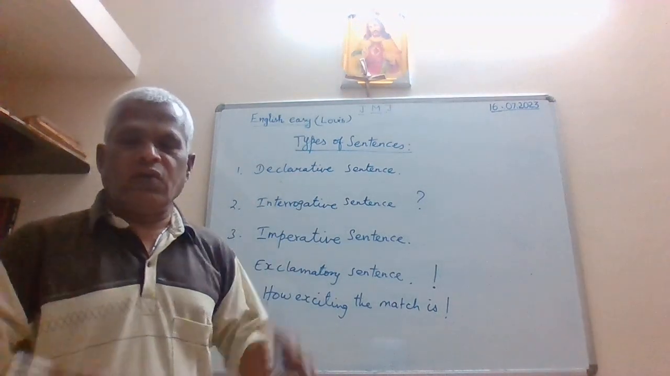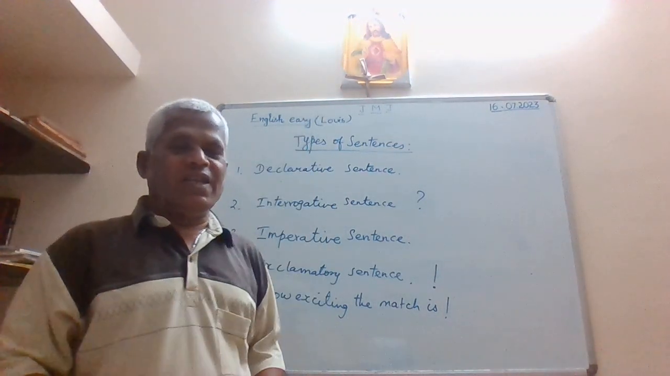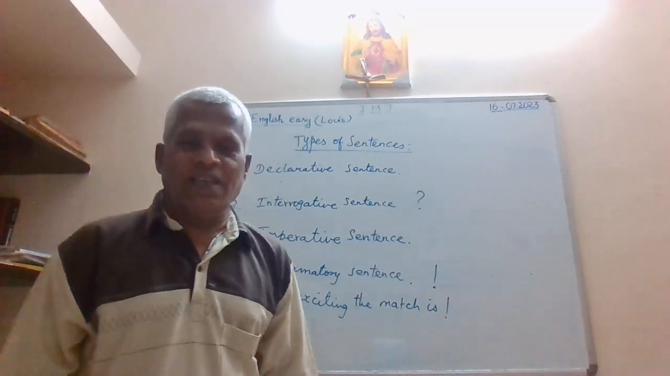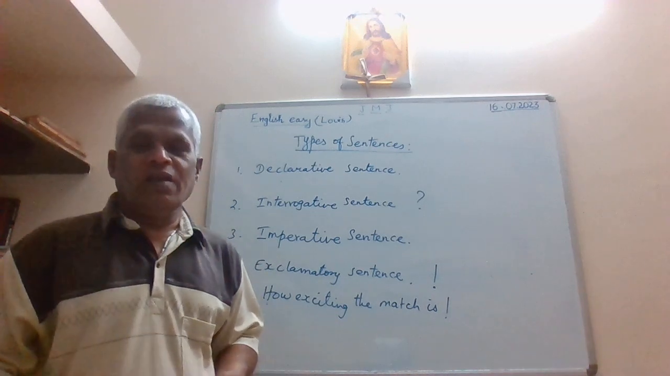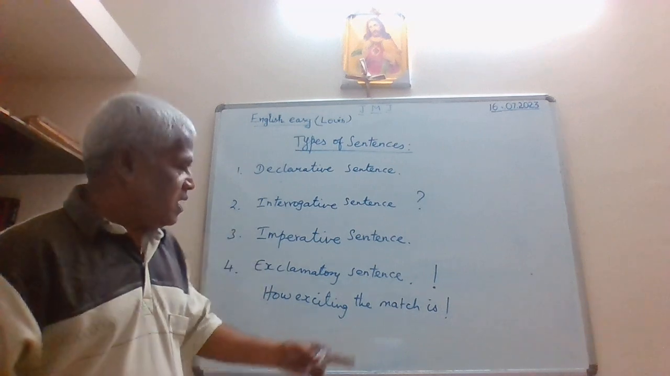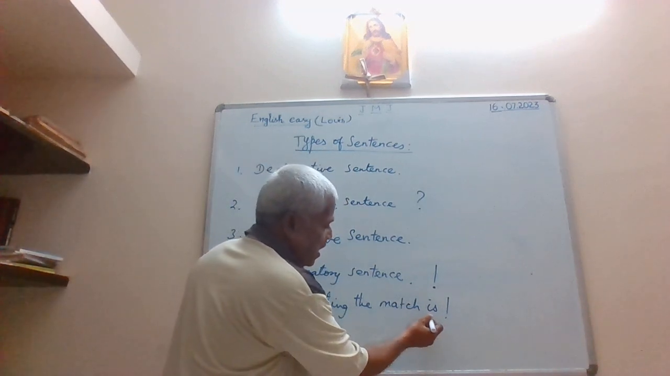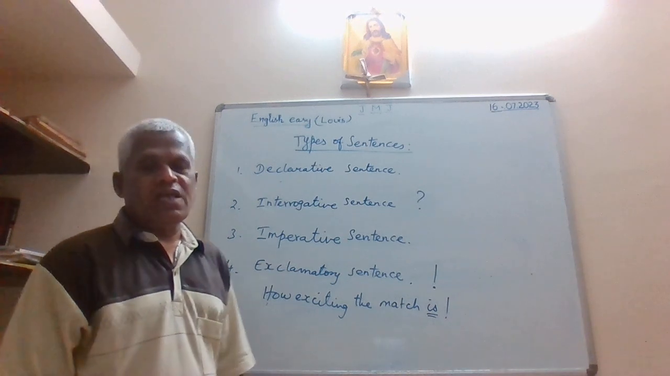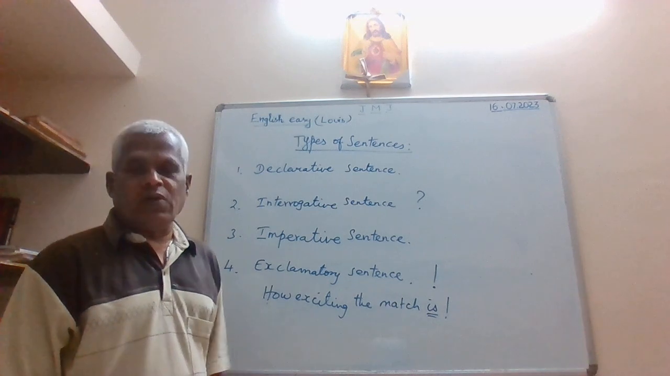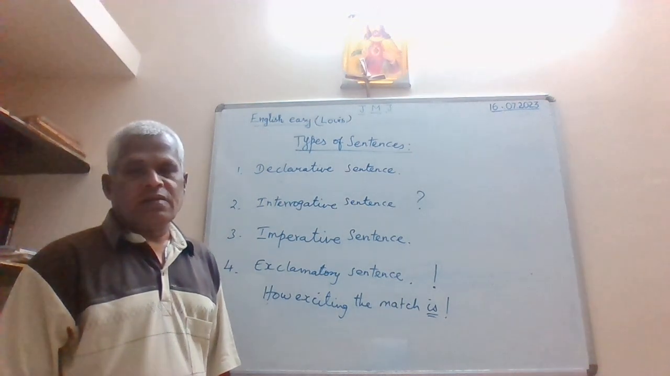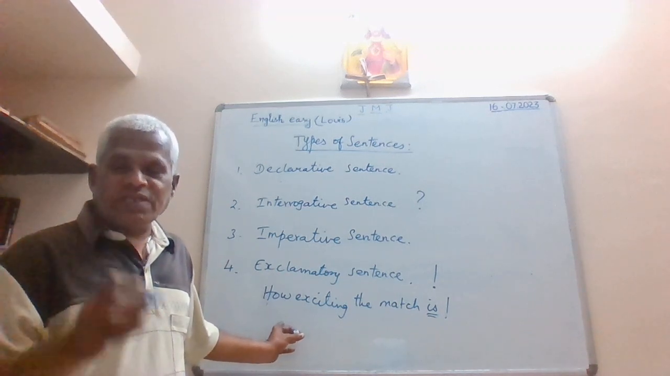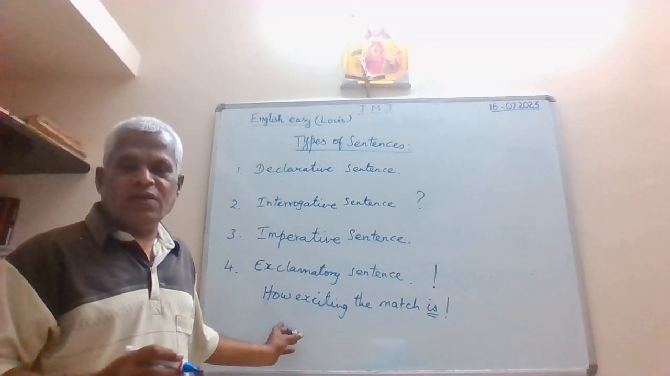When you are watching a match, you are overexcited, you are enthusiastic, and you say, "What a match it is! What an exciting match it is!" So you are expressing your feeling of excitement and surprise. Therefore, it ends with an exclamation mark and also ends with the auxiliary verb. It could sometimes be the main verb also. Okay? So an exclamatory sentence is a sentence that expresses sudden feeling, surprise or excitement.